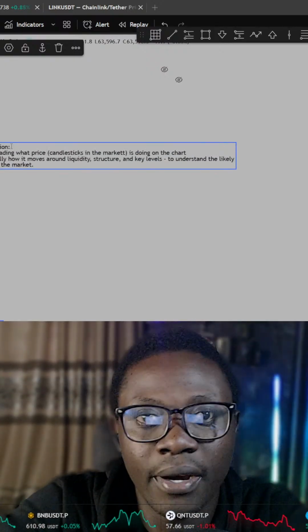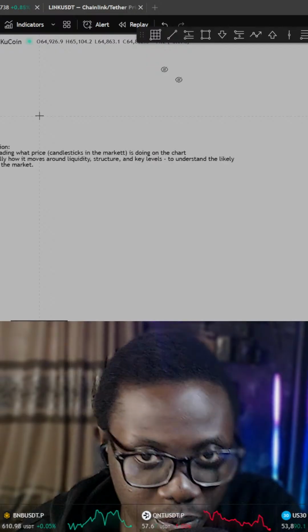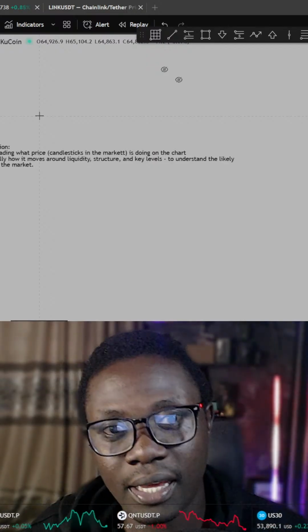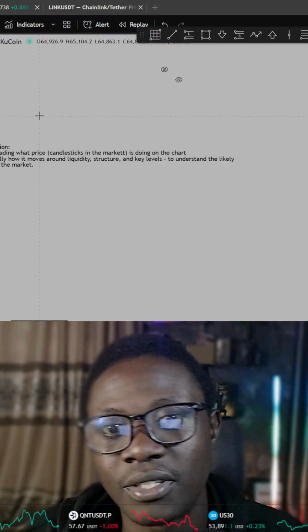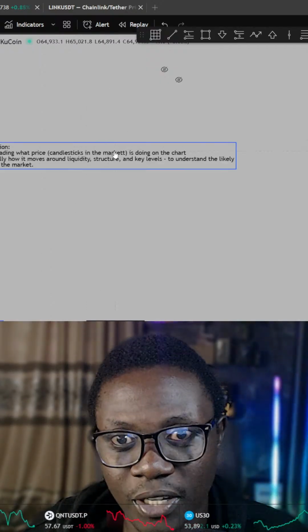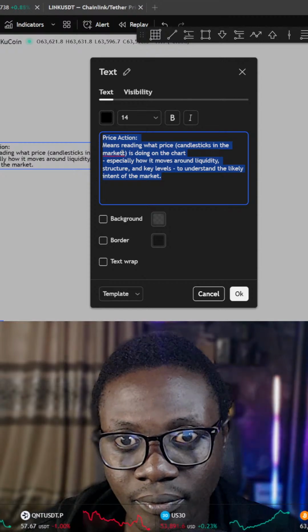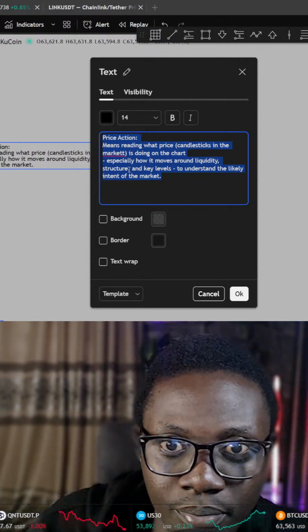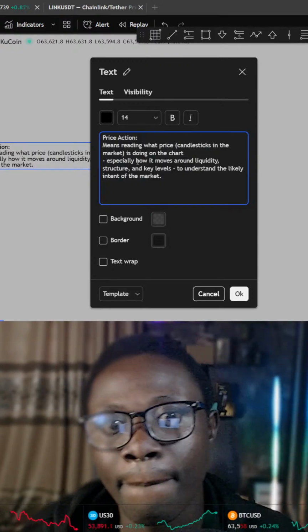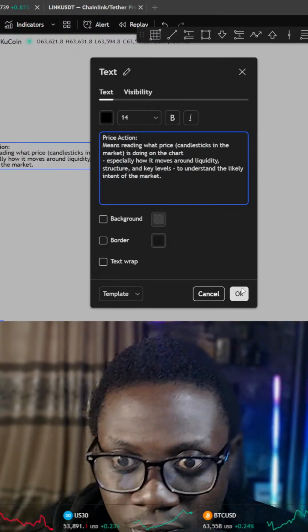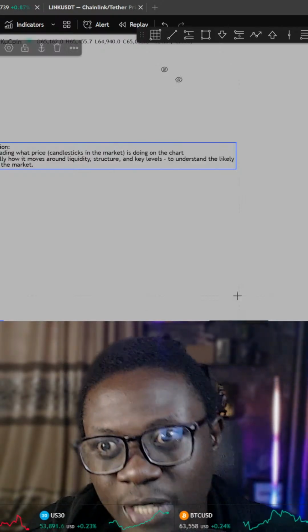So price action means reading what price, which is what the market candlesticks are doing on the chart, especially how it moves around liquidity. What is liquidity? I'll explain that soon. Structure. What is structure? I'll explain that soon. Key levels. What are key levels? I'll explain that also soon.